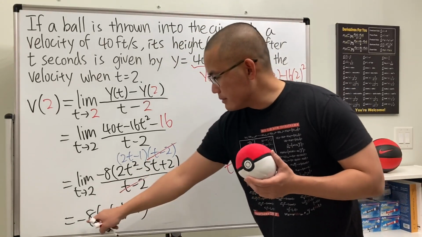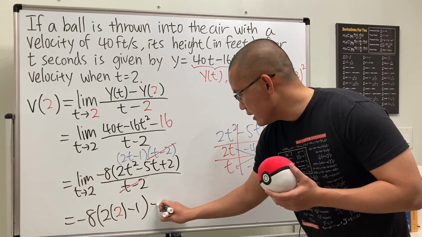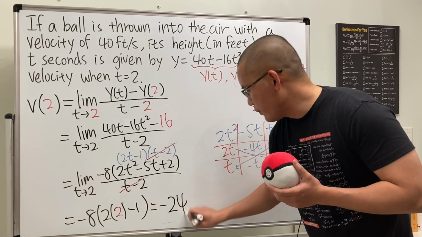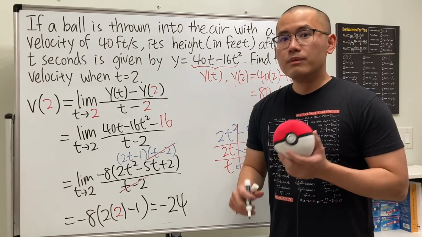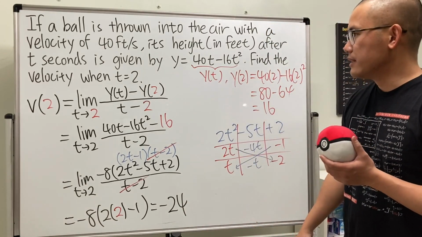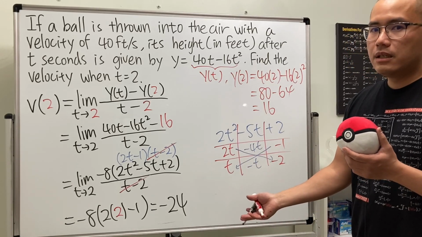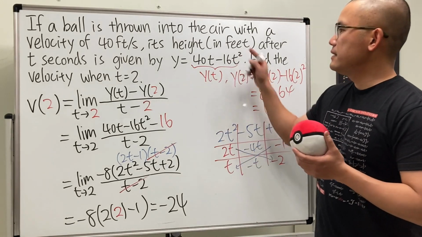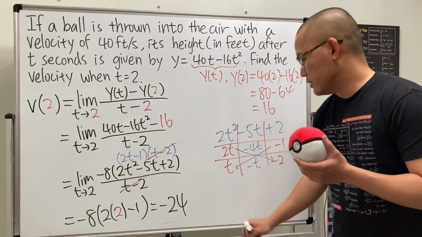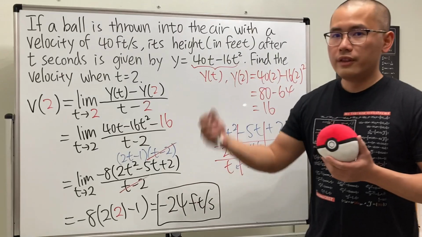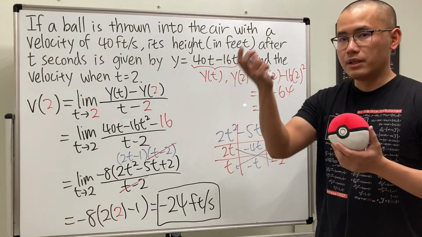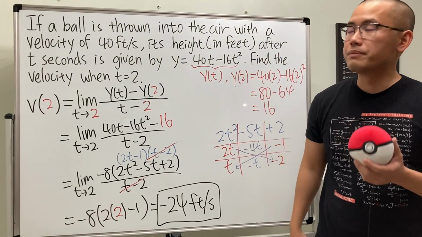this is 3 times negative 8, we get negative 24. Alright, and remember, this is an application question, so we should include the unit for the final answer. And this is a velocity, and the unit for that is feet per second. So I'll just put down ft per second like this. The velocity is negative because the ball is actually going downward.